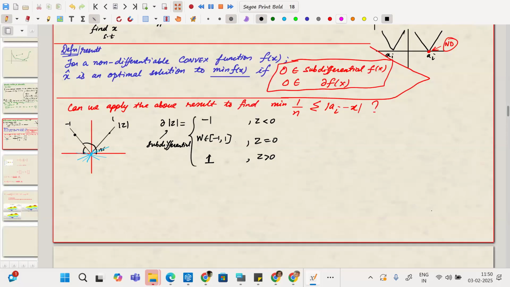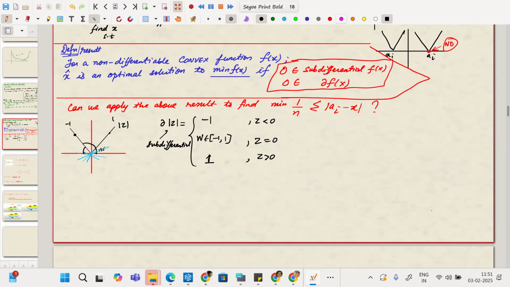So this means that the derivative behaves differently depending on whether z is negative, z is positive, or z is 0. Getting the idea? The derivative depends on the value of z, where it is. If z is less than 0, it is -1. If z is greater than 0, it is +1. If z is equal to 0, it is not defined, which means it can take any value between -1 and 1. This is how the subdifferential is defined.